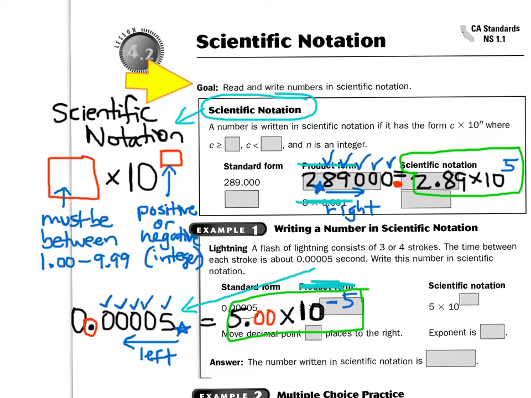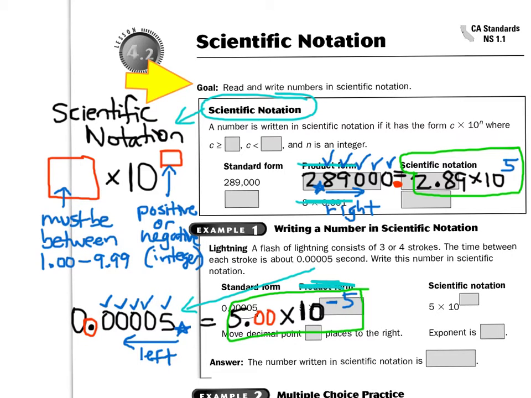Okay, take a look here at this next example, okay? Example 1, it says lightning. A flash of lightning consists of 3 or 4 strokes. The time between each stroke is about 0.00005 seconds. Write the number in scientific notation. So the first thing I want everybody to do is write the decimal that they gave us, 0.00005. And then use your red to find the decimal point. And this time we can see it, so I'm going to circle it in red.